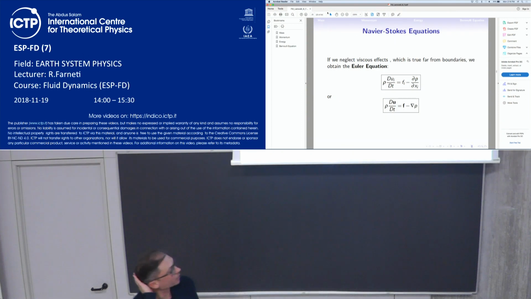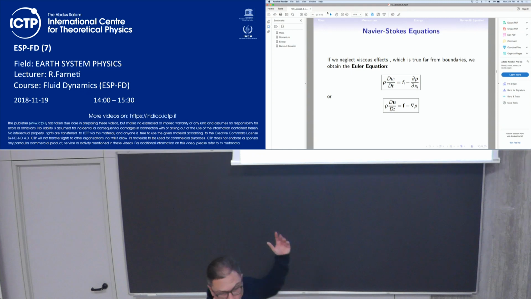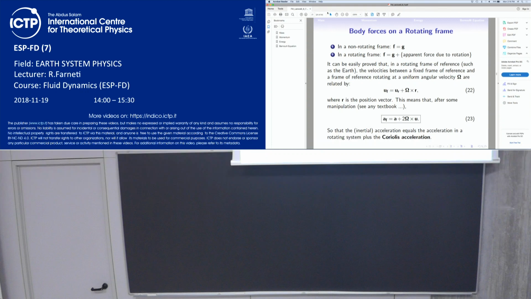Obviously, if you neglect viscous effects, which is a good approximation in some geophysical fluids, then you're left with the Euler equation. So your accelerations will be balanced by a pressure gradient and a body force, which is the gravitational force, which has only one component, in the vertical. We are not going to introduce another kind of body force now because you'll see this in the second part, so I'll just skip this.